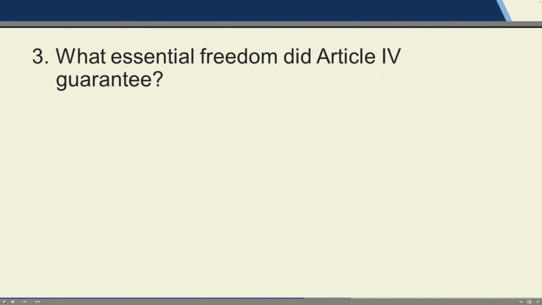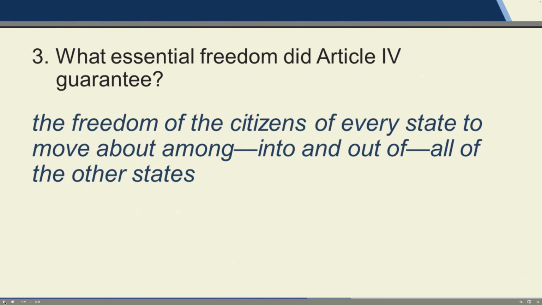Number 3, what essential freedom did Article 4 guarantee? It guaranteed the freedom of the citizens of every state to move about among, into, and out of all other states. In other words, if you were in New York and wanted to go to Virginia, you didn't have to show your passport to go through Pennsylvania and Maryland.